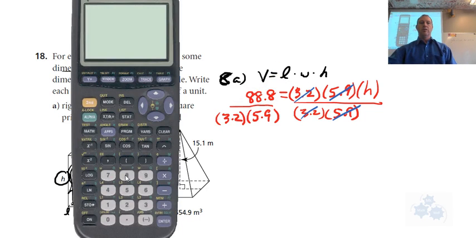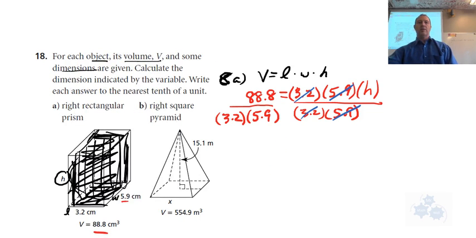So use brackets. I'll show you what I mean. So 88.8 divided by, then I would use a bracket here and say 3.2 times 5.9. Use an end bracket. So now 88.8 is being divided by this whole product, which is really what you want. Now if you wanted to evaluate that product first, that's a great idea as well. Okay? So 4.7 is your answer.